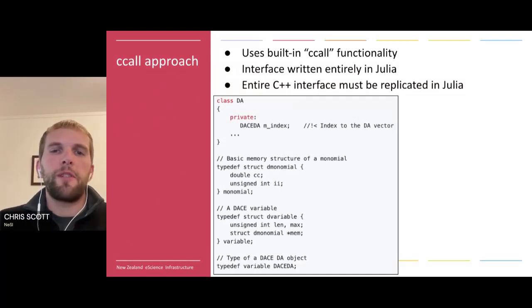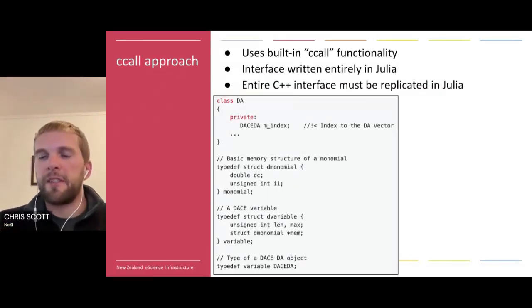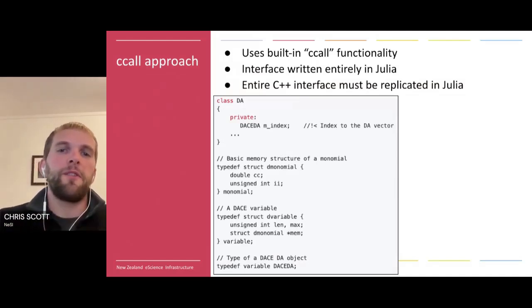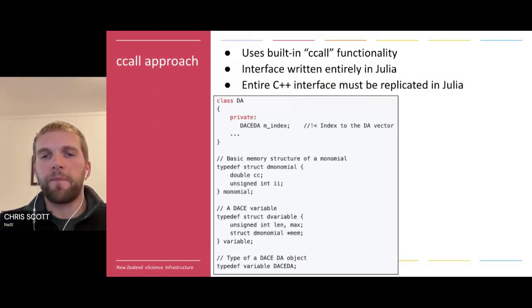There would be no changes required to the C++ code, but we would have to replicate the entire C++ interface in Julia. And what this means is, the core of DACE is actually written in C. So there are a bunch of C routines that the C++ interface is built on top of. So when you create a class in C++ and you have methods in your class, those methods are calling the underlying C code and passing structures around to the C code. And we would have to replicate that in Julia.